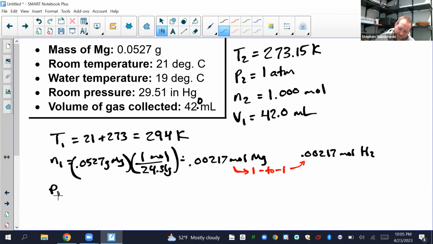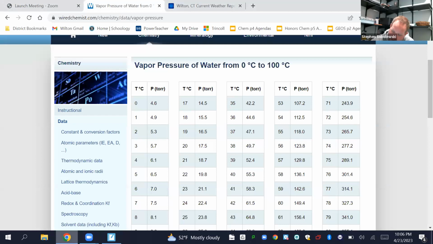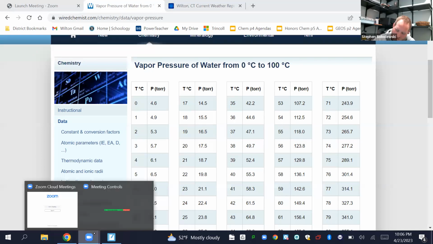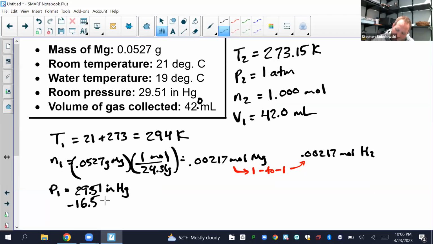And finally, P1. P1 is our pressure of gas. Now, we are assuming that the pressure in the eudiometer equals room pressure, which I grabbed from Google, which is 29.51 inches mercury. But we need to subtract out the partial pressure of water at that temperature. What is that? Well, let's check our table. If the water temperature is 19 degrees Celsius, let's see what we subtract out. Right there, 19 degrees Celsius, 16.5 torr. So we need to subtract out 16.5 torr.